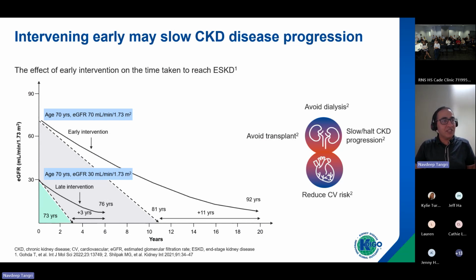Borrowing a slide here from Brendan, Vlado, and lots of colleagues, we do this because we want to intervene early, because intervening early matters. So this is our G2A3 patient, right? If you wait till G4, even with the best therapy, you can make that patient's time to kidney failure go from 73 to 76. But if you acted early in G2A3, you could make that patient go from 81 to 92. So that's the promise of finding high-risk patients early and treating them early outside the box.